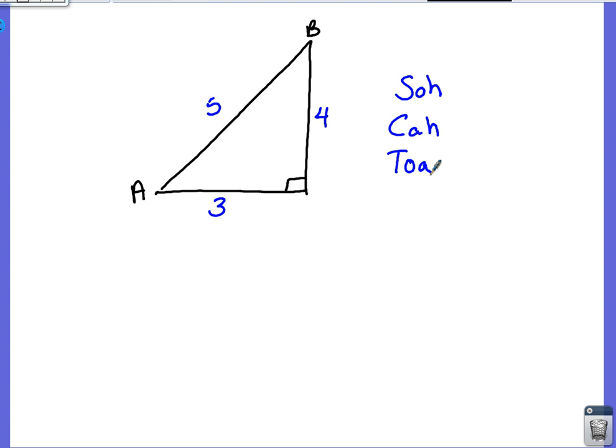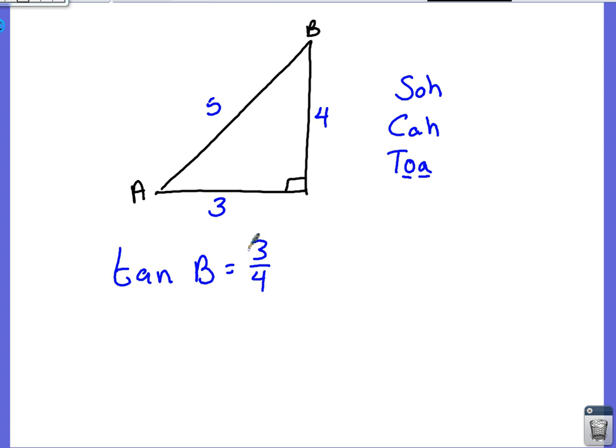I could ask you for the tangent of B. If I say, what is the tangent of B, you would tell me, Tessa, tangent is opposite over adjacent. What's opposite of B, Tessa? Careful. B. 3, and adjacent would be 4. So tangent of B is 3/4.